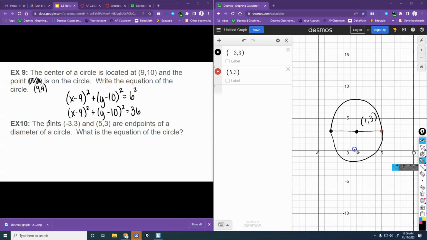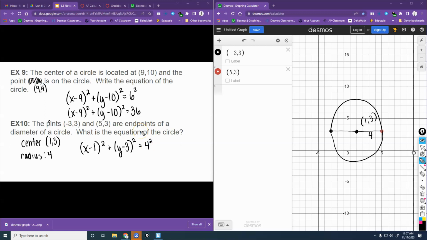If we're counting from here, from 1, 3 over to the edge, it is 4. So I have a center at 1, 3 and a radius of 4. To write that equation, I would do x minus 1 squared plus y minus 3 squared equals 4 squared, which is 16.